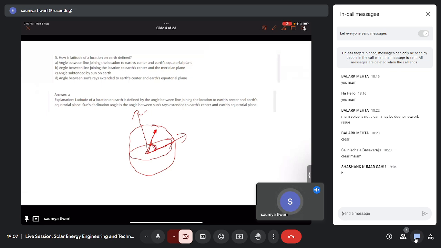this is the earth equatorial plane, and this is the point P, or the location on earth we are talking about. So the angle between the line joining the observer or the location to the center of the earth and the earth equatorial plane is the latitude angle. So the correct answer for this question is option A. Hope this explanation is clear.